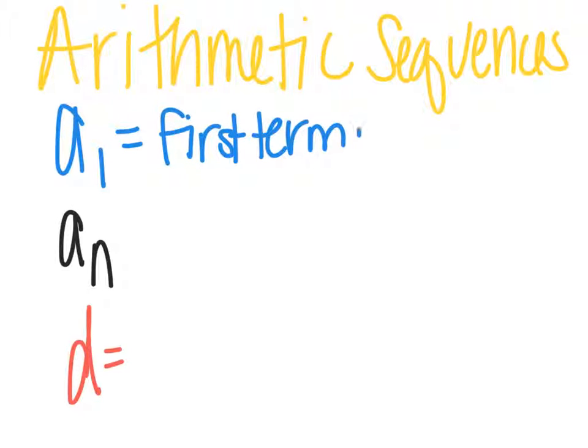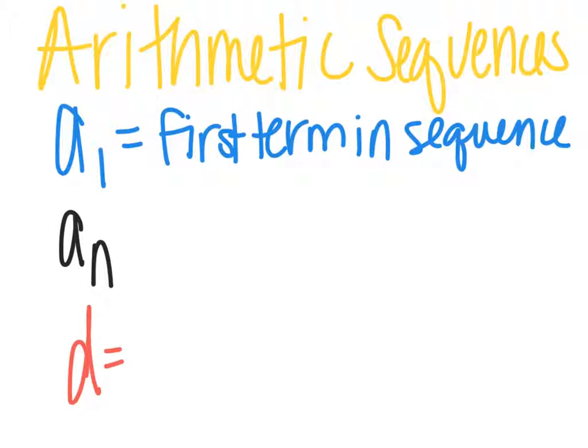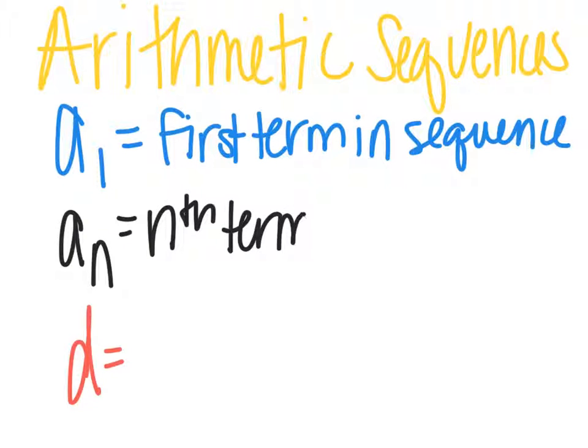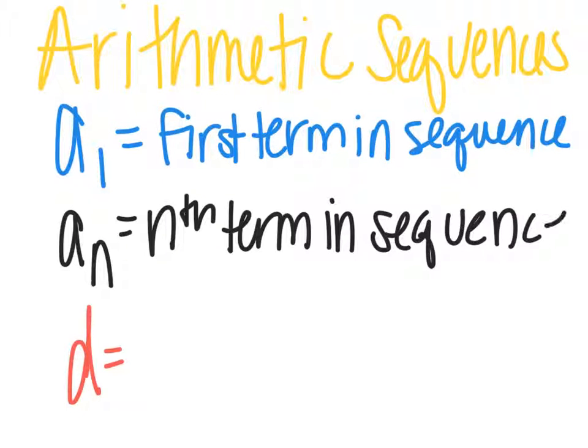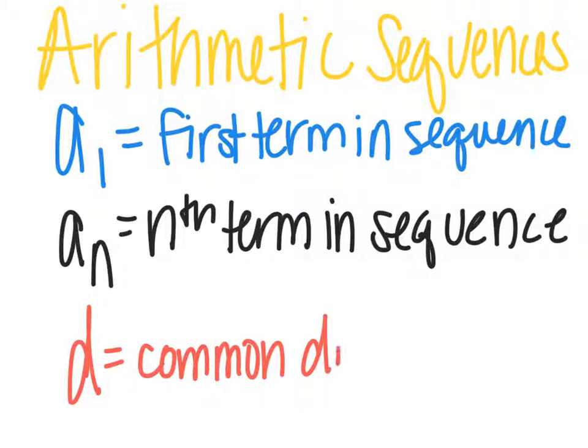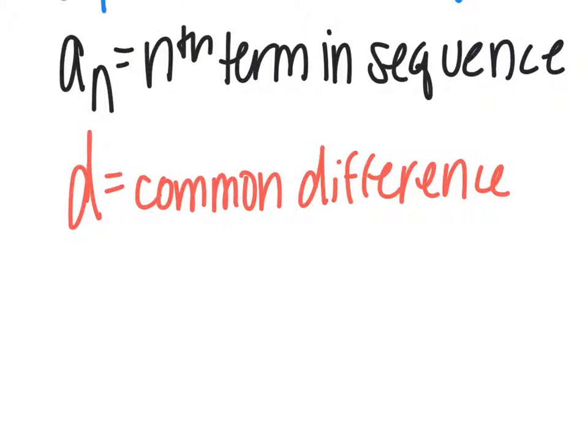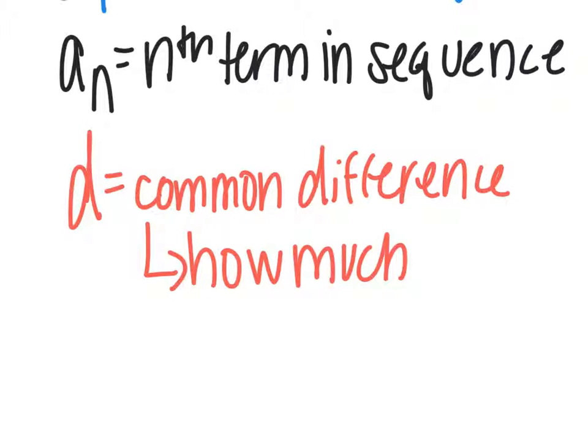in the sequence. A sub n stands for the nth term in the sequence. So it could be the 10th term, the 22nd term, the 52nd term. And d stands for our common difference. And the common difference is how much the sequence is increasing or decreasing. That's all it is.